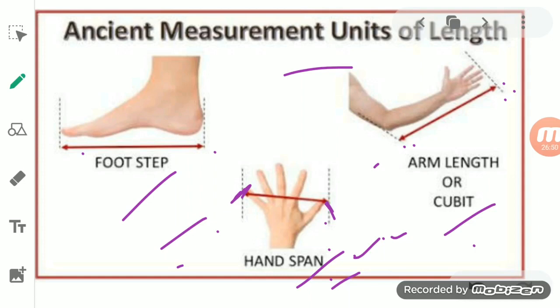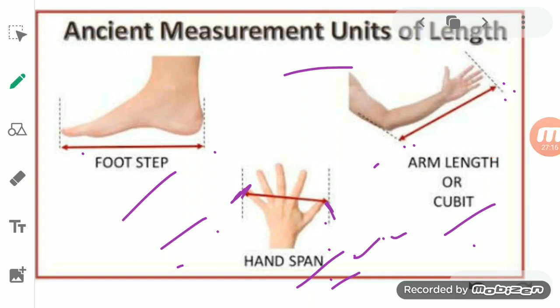So these kinds of units of measurement are not reliable for measuring the length of any object, because these body parts vary from person to person.